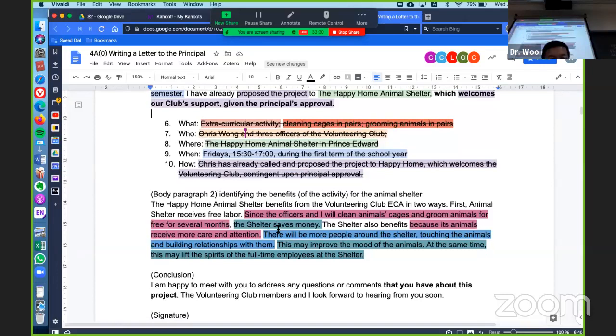So we can take a look over here. You see since here. That's a reason, right? The shelter saves money because or since the officers and I will clean cages and group animals for free for several months. The shelter also benefits because its animals receive more care and attention. 2 reasons. There will be more people around the shelter touching the animals and building relationships with them. Maybe that's an example. This is a consequence. This is a consequence too. This may improve, maybe, might, the mood of the animals. At the same time, this may, maybe, might lift the spirits of the full-time employees of the shelter. So I include 3 consequences, 2 reasons, 1 example.